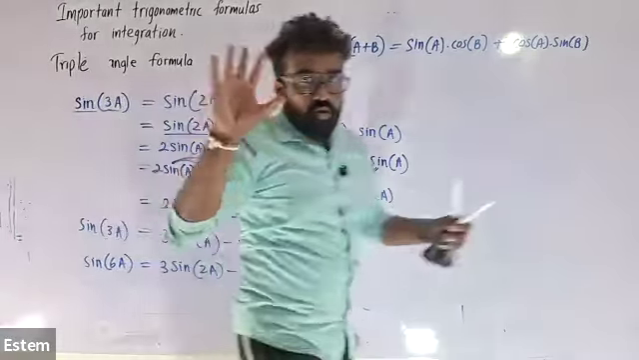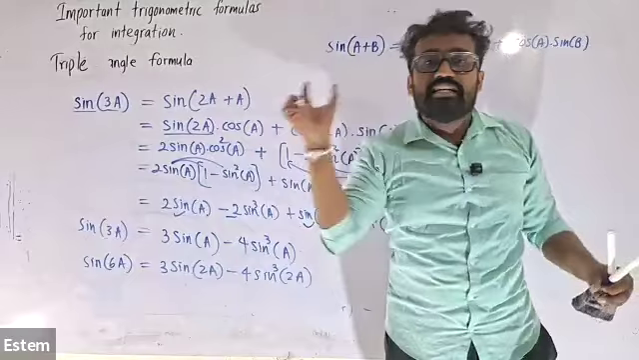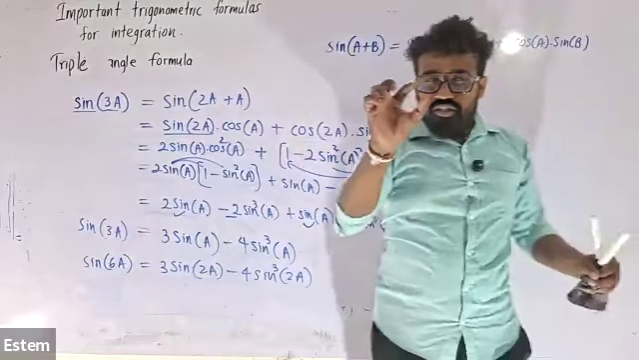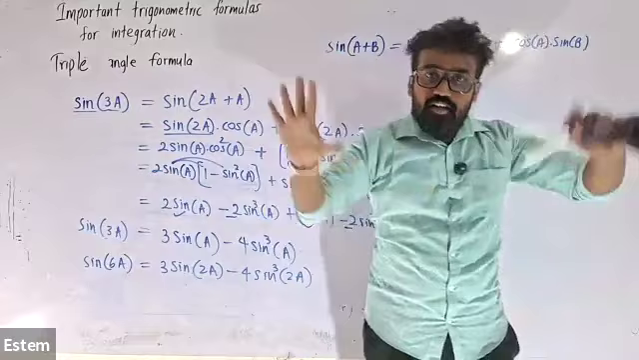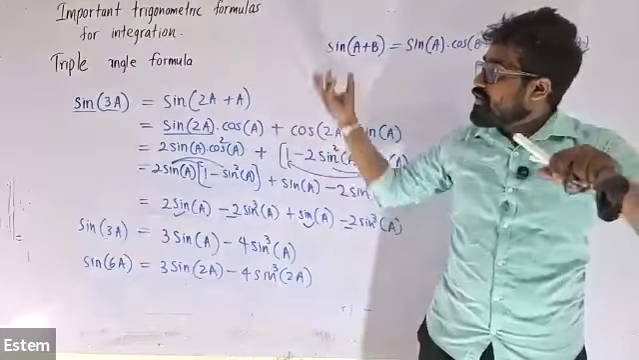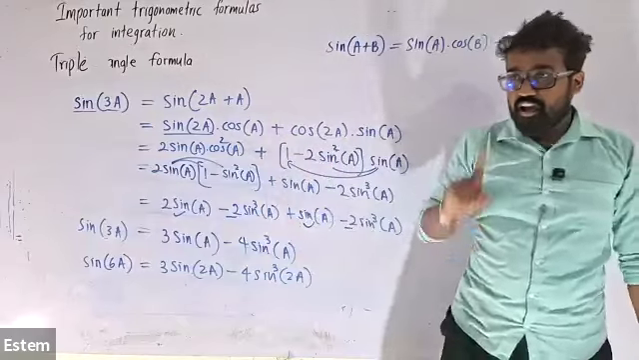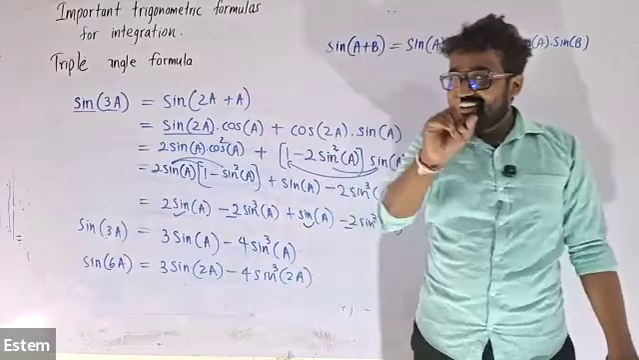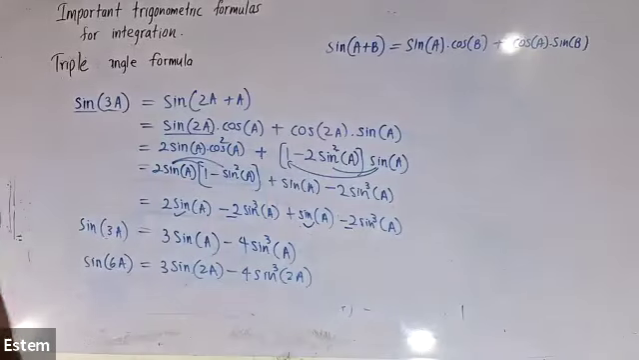That is sine 3a. Only cos 3a and tan 3a remain. After that, there is a small substitution technique in trigonometry that is important for integration. After that, the old trigonometry formulas are also needed for integration. Today I will integrate at least one function with you. That is my target. Please write these things.